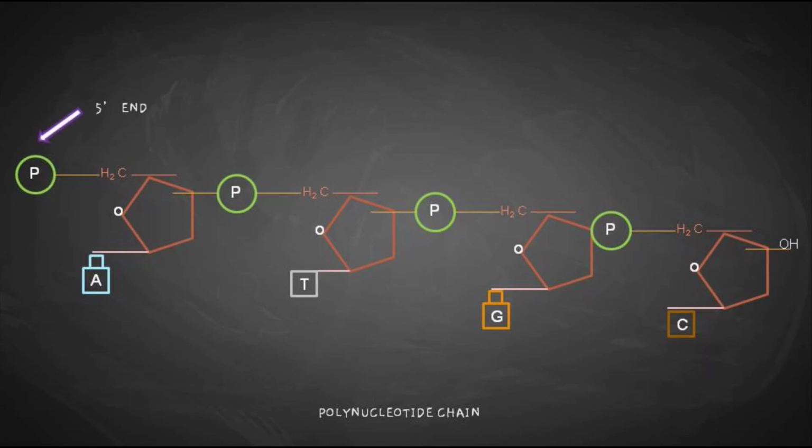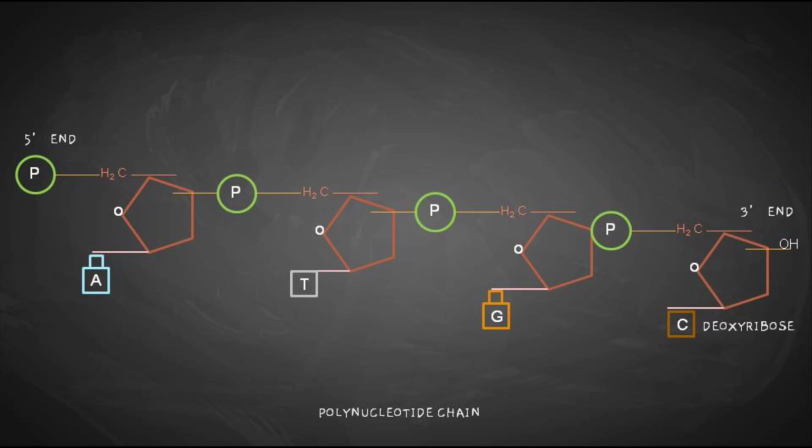A polymer thus formed has a free phosphate attached to the 5' carbon at the left side, which is referred to as the 5' end of the polynucleotide chain. And at the right side, you can see there is a 3' OH group. This is referred to as the 3' end of the polynucleotide chain.